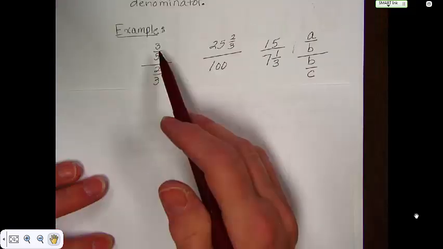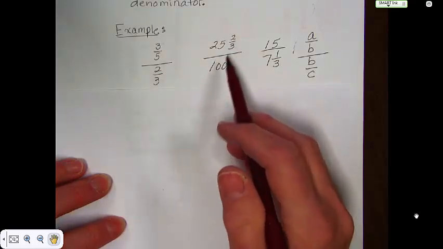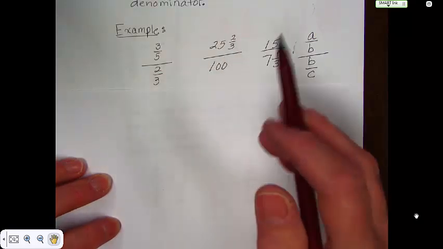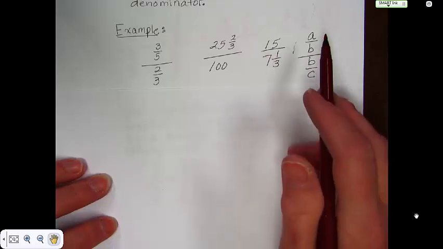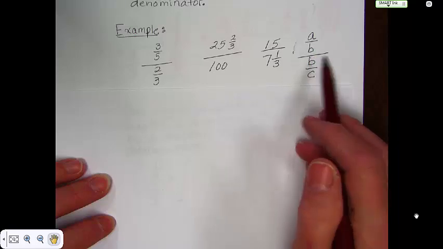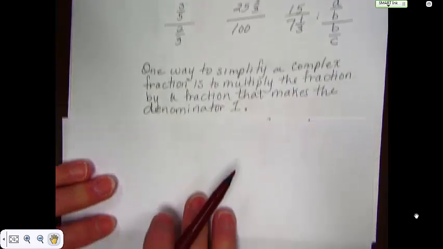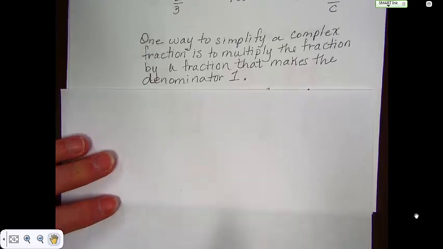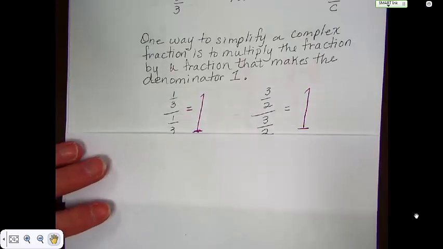Here's an example. 3/5 over 2/3, 25 2/3 divided by 100, 15 divided by 7 1/3, and A over B divided by B over C. One way to simplify a complex fraction is to multiply the fraction by a fraction that makes the denominator 1. Well, that sounds really complicated, but it's really not.